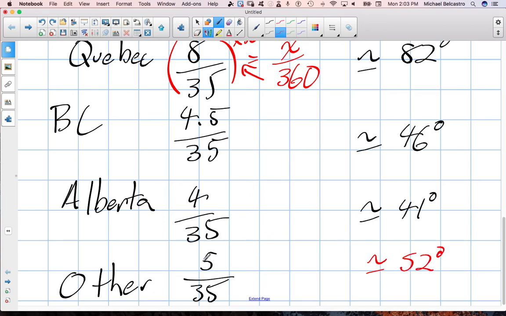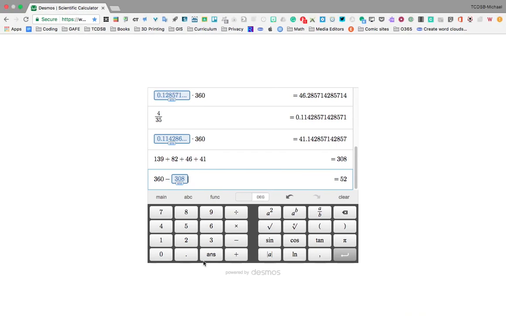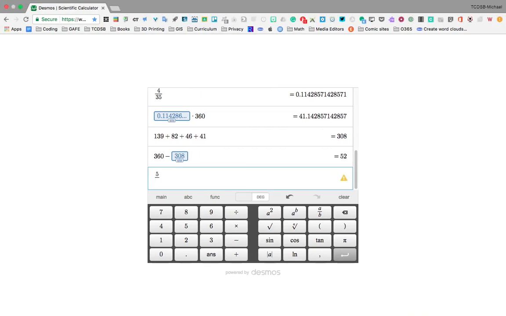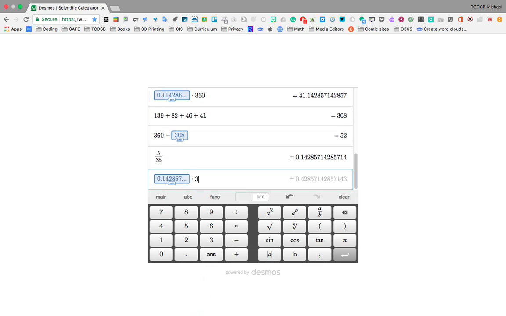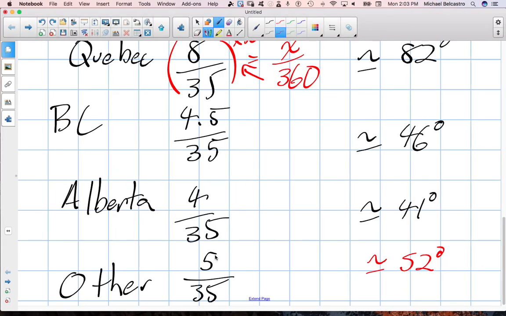We can actually calculate it, same way we calculated the rest of them. 5 divide 35. Take that answer, multiply by 360. There you go, 51.4. So I would have rounded down, we would have lost a degree. We're going to give it 52 degrees. Okay, so we have all our degrees.